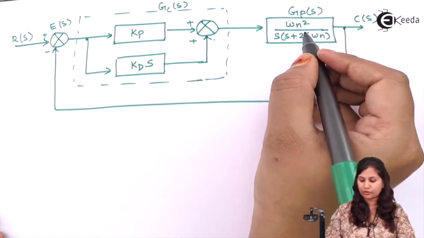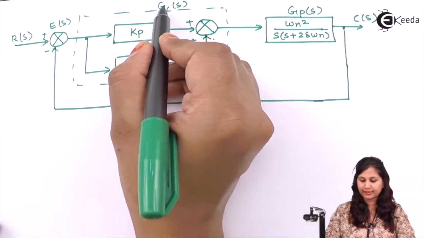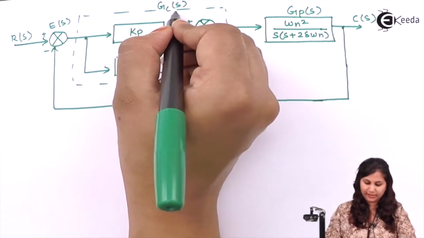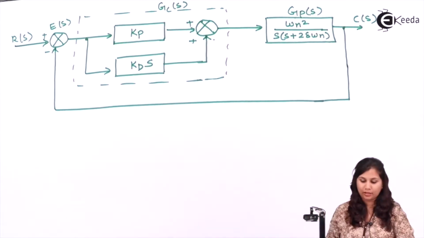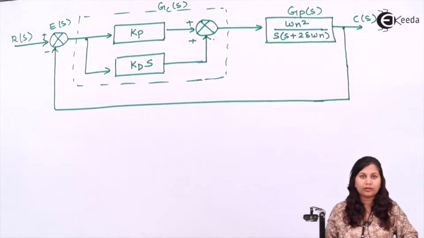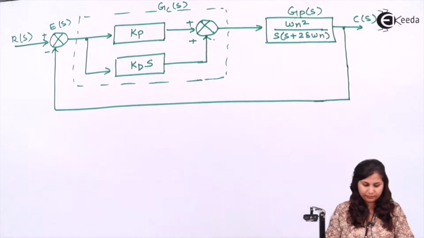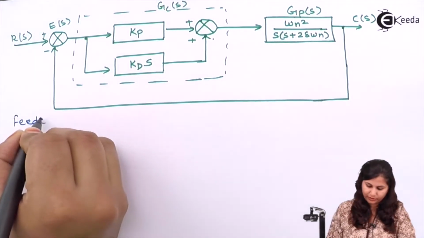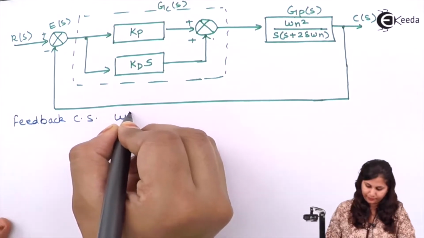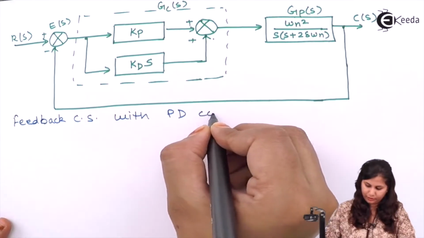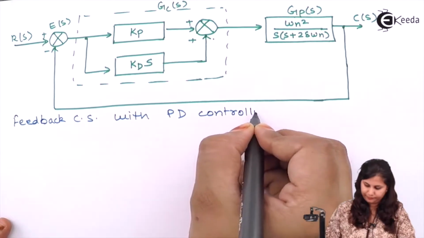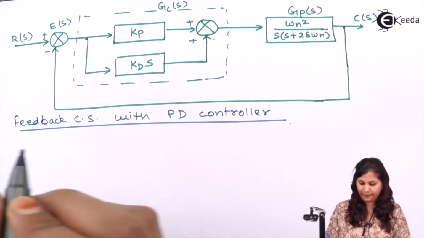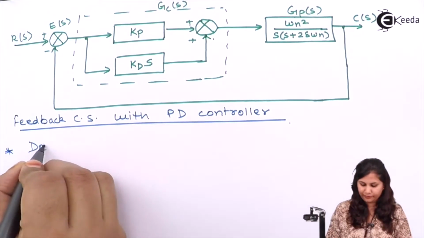This is the transfer function or the gain of the plant, and this is the controller gain. Okay, so it is Gc(s) and this is C(s). So now let us derive the overall transfer function of this system. This is a feedback control system with a PD controller, that is proportional and derivative controller.